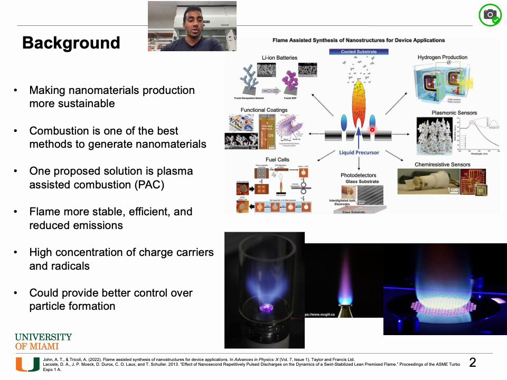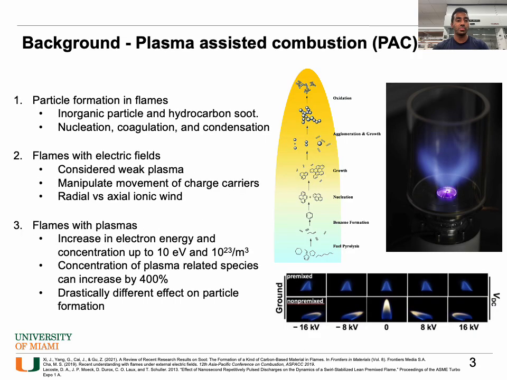combustion. By doing so, it has been found that a flame can be made more stable, efficient, and we can reduce its emissions. Now, this has been attributed largely to the high concentration of charge carriers and radicals that are being introduced into the flame by the plasmas. And as this process of particle formation and growth is strongly coupled with the charge environment, such a high concentration of charge carriers could provide us better control over this process.